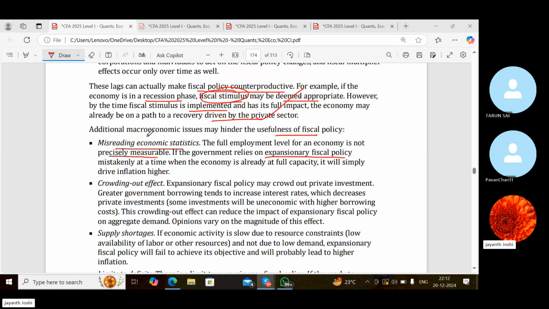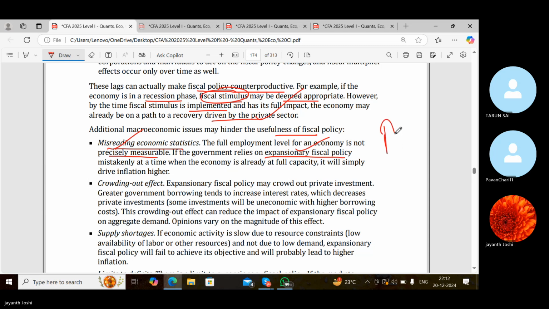So, misleading economic statistics: the full employment level for an economy is not precisely measurable. If government relies on expansionary fiscal policies, if government wants to see some boom in the economy, they will go for expansionary fiscal policy. What is the expansionary fiscal policy? Increasing government spending and reducing taxes. Sorry, I just misquoted.